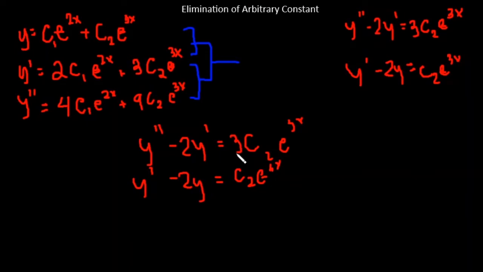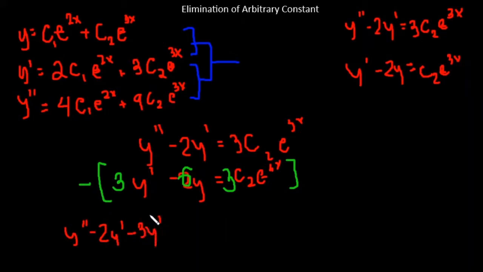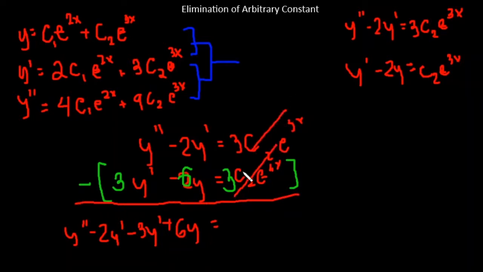So gawin natin yun, 3 y prime, ito magiging 6y, then magiging 3 c2 e to the 3x, then minus. So kapag sinulat na natin yan, y double prime minus 2y prime minus 3y prime minus times negative times negative, so positive 6y is equals to, so magka-cancel out na tong dalawang to for 0.